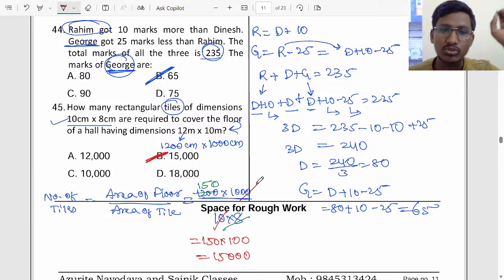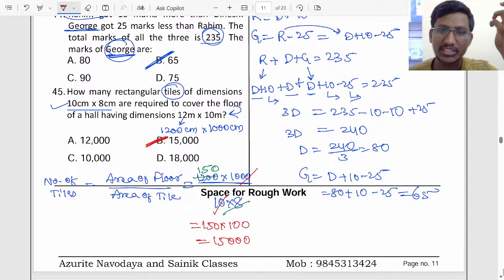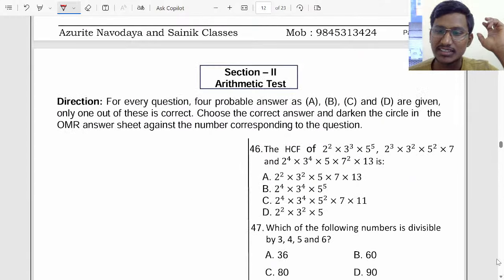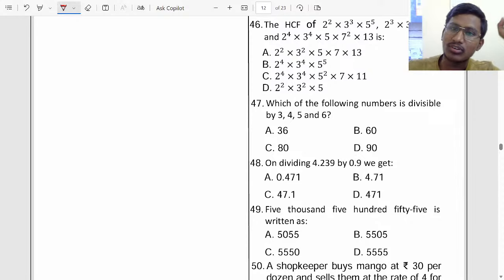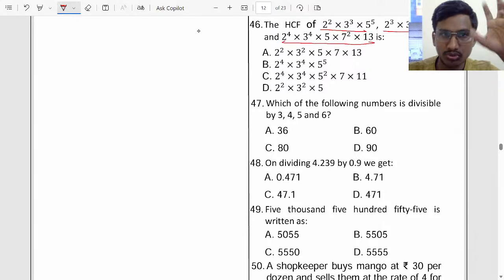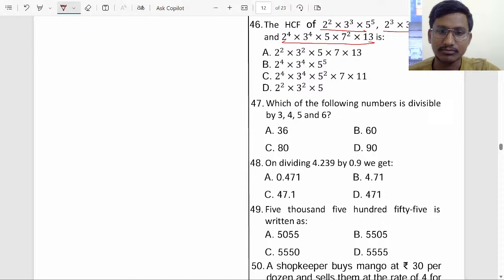Okay, so let's go to the next question, that is the 46th question. So what is the 46th question? You can see here they are asking for the HCF of the numbers in power notation. So do this and tell me the answer.